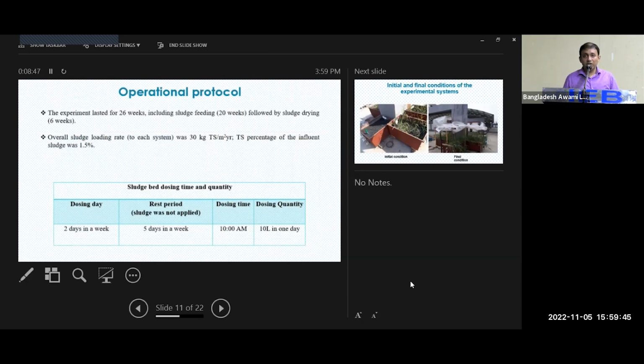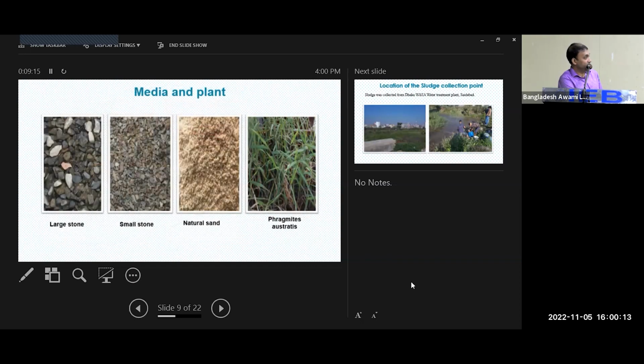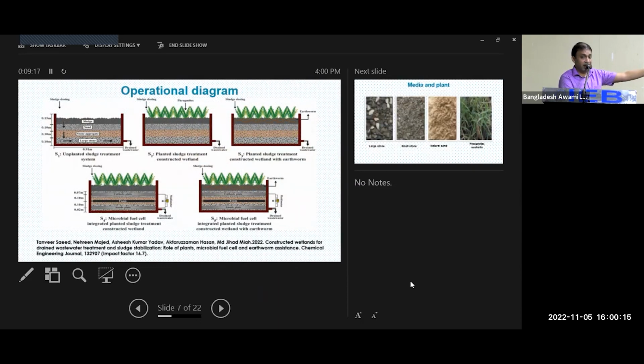So how did we operate the wetland? Each week we applied sludge for 2 consecutive days. For example, we applied sludge on Sunday and then we applied sludge on Monday. And the remaining 5 days is a resting period. So why a resting period? Because during the resting period, the water will come out from the sludge and, if you see the diagram, it will be stored in the bottom of the tank.